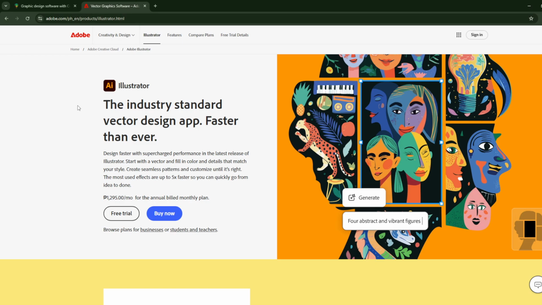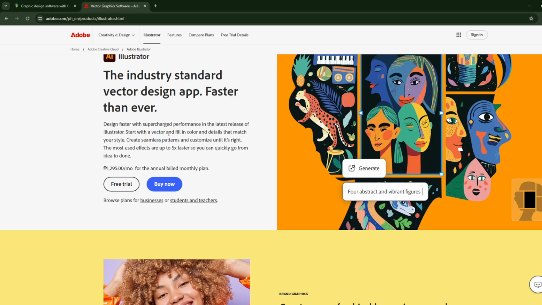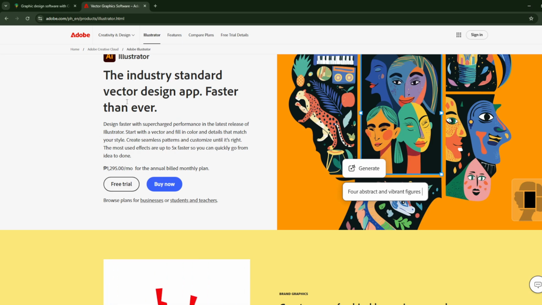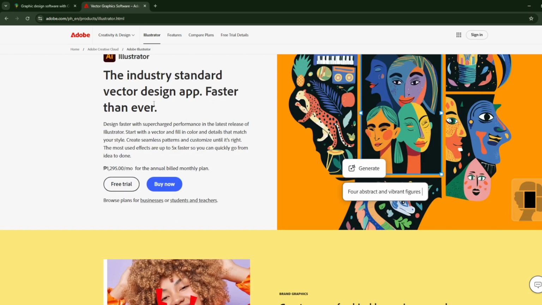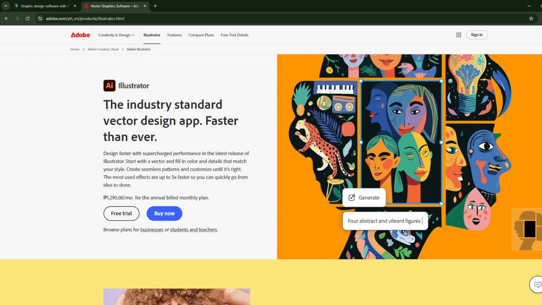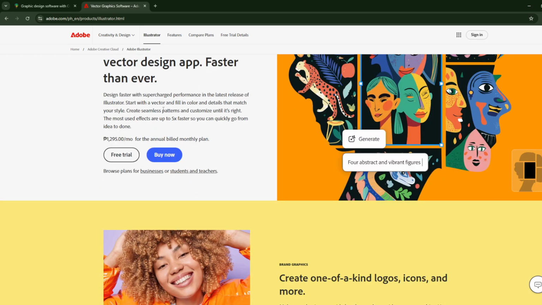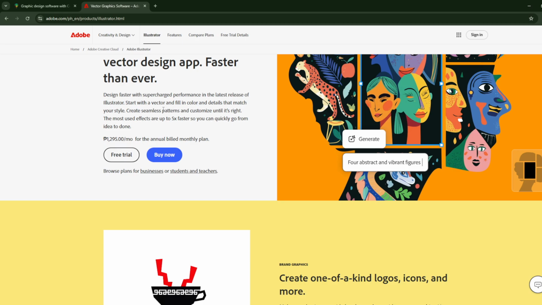So let's go over to Adobe Illustrator here. So the pros of Adobe Illustrator is that it is the industry standard with broad adoption. It has deep integration with Adobe Creative Cloud, and it has advanced vector tools and plugins. Now the cons of it is that it is expensive, and it has a steeper learning curve, and it can be resource heavy for your machine.